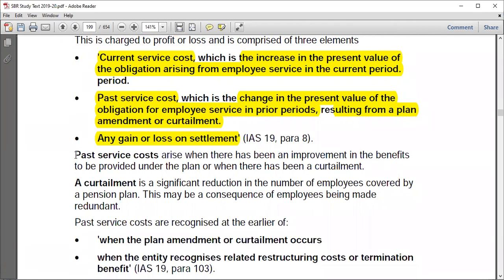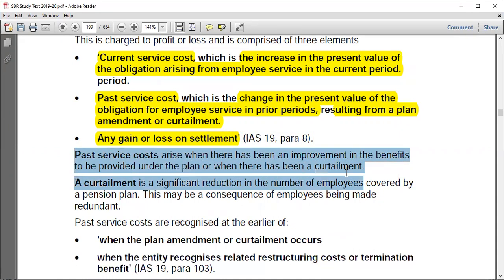And we are told here that past service costs arise when there has been an improvement in the benefits to be provided under the plan or when there has been a curtailment, right? Let's say there has been an improvement in the benefit to be provided. Maybe the benefits have increased, you have changed the percentage. Maybe it was 6%, but now the benefits have shifted to 8%. So it's obvious that an entity will have to incur much more cost, right?